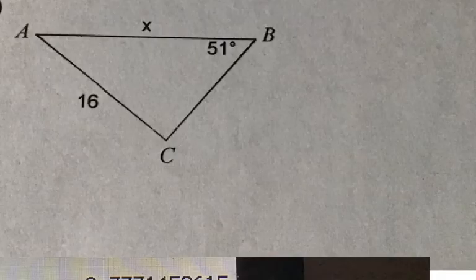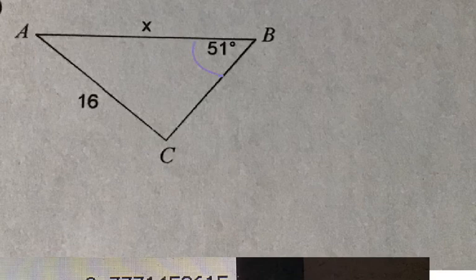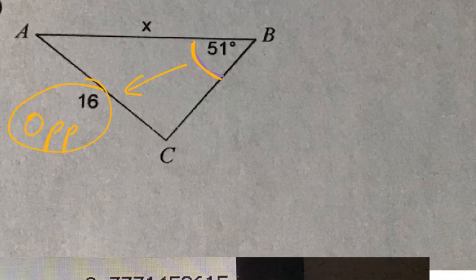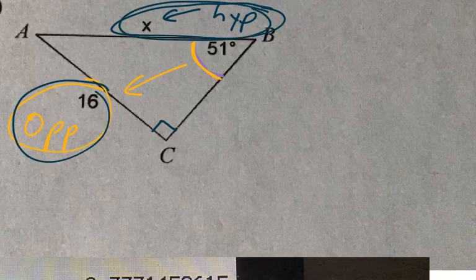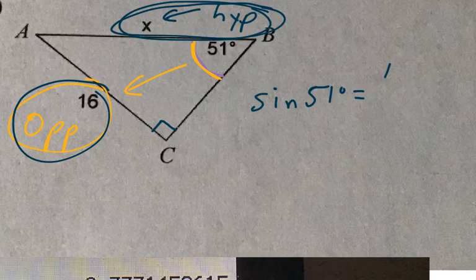So, one more problem. Here's my angle. Notice 16 is opposite of that angle. It's on the other side. And if you look carefully, here's my right angle. And right up here, we're missing the hypotenuse again. So what uses opposite and hypotenuse? You better know that's sine. So the sine of 51 degrees is going to be the opposite over the hypotenuse.